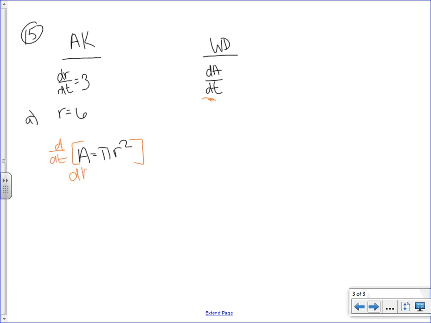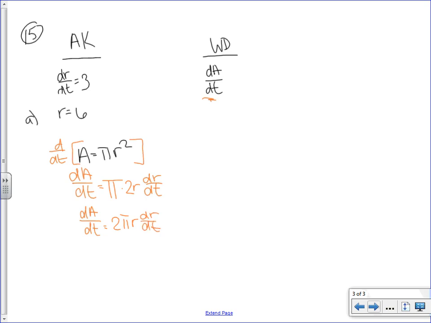When I do that, I get dA/dt on the left. Pi is a constant, so that stays. And then the derivative of r squared is going to be 2r dr/dt. You can leave it like that, but most people move the 2 and the pi, so it's 2 pi r dr/dt.